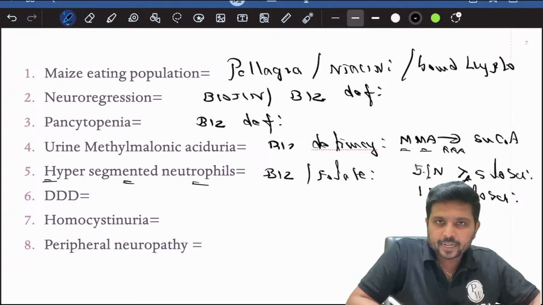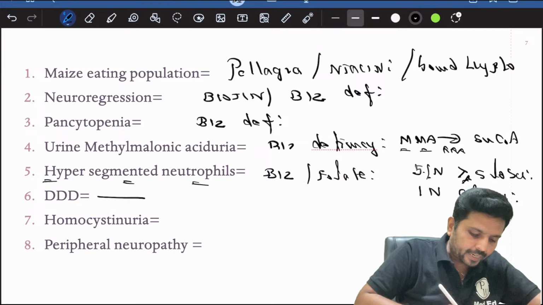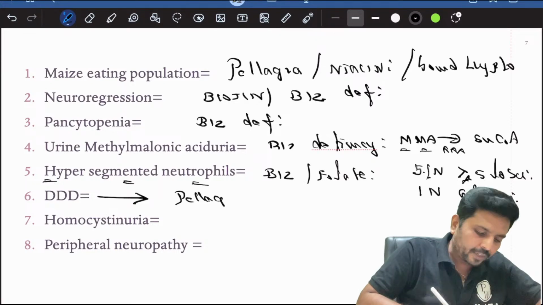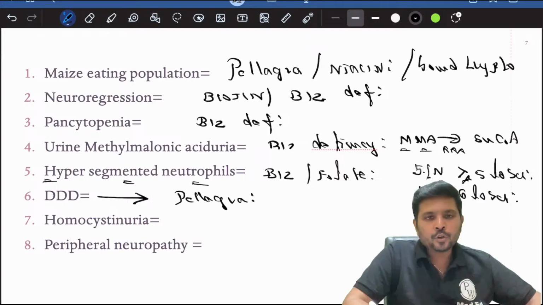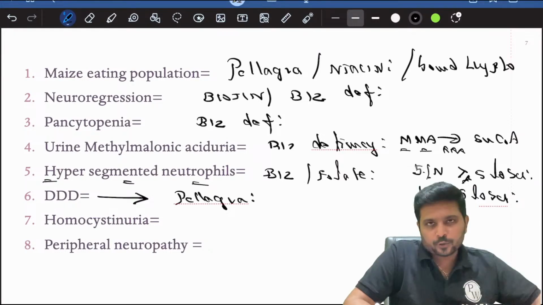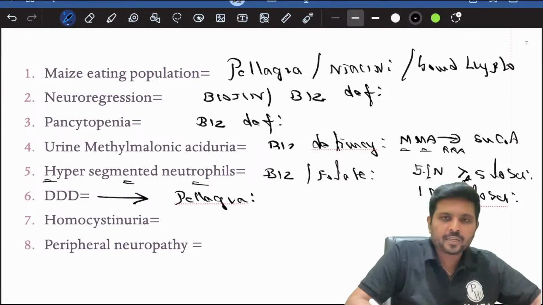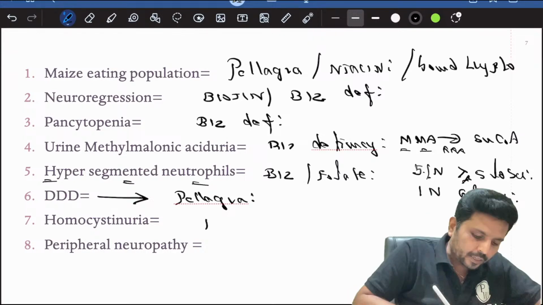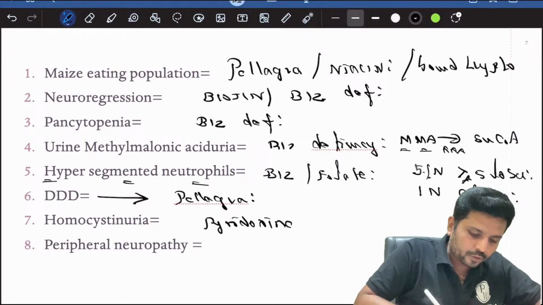Which one will you get? Diarrhea, dermatitis and dementia, you all know it is pellagra, niacin deficiency. Homocystinuria is associated with which vitamin deficiency? It is pyridoxine.